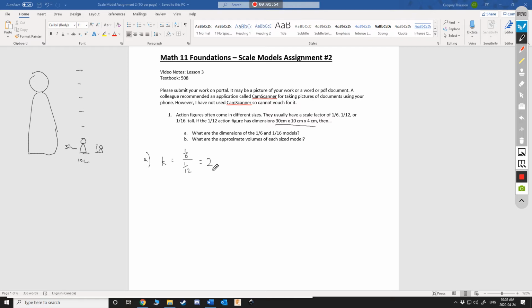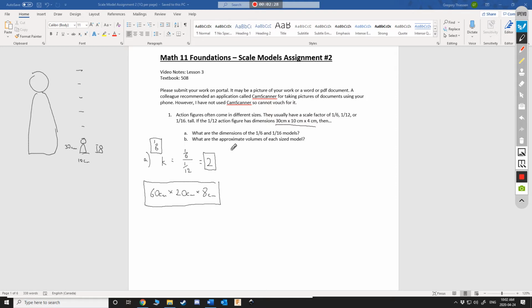We can also do that calculation without a calculator, because we know that a 1/6 model is literally double a 1/12 model. So if our scale factor is 2 for the 1/6 model, we can double all those dimensions. If the original was 30 by 10 by 4, doubling that gives a 60 cm by 20 cm by 8 cm figure. That is the dimensions of the 1/6 figure.